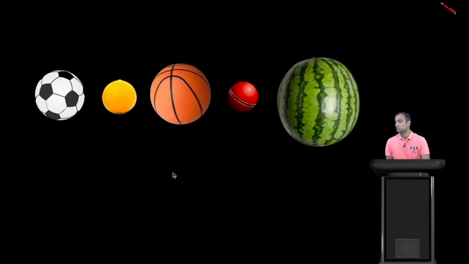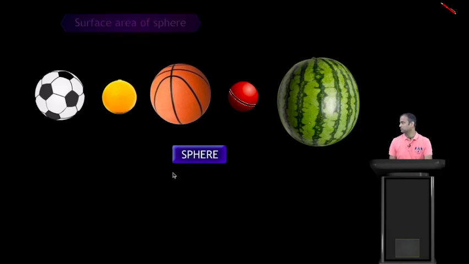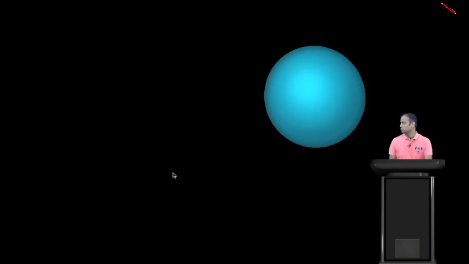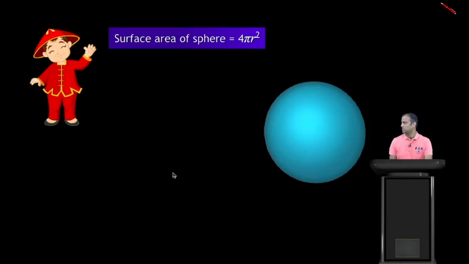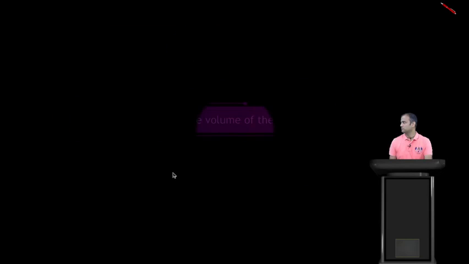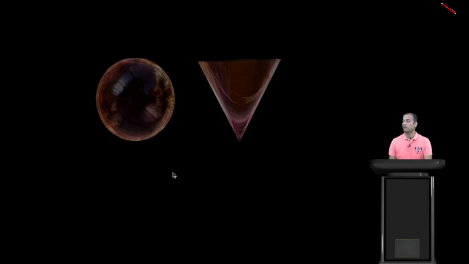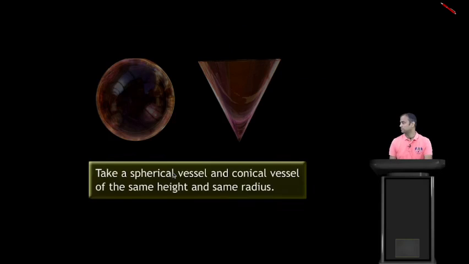Now we have another solid, it is called a sphere. So we have to find again the CSA and the volume of a sphere. So what is the surface area of a sphere? Now the surface area of a sphere is 4 pi r square. Now how do we find the volume of a sphere?